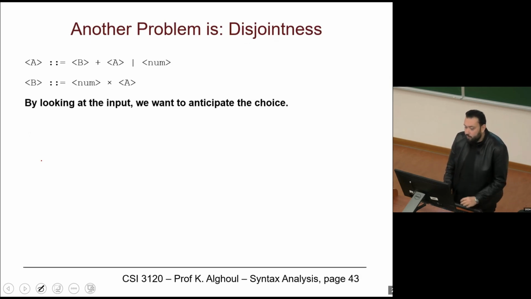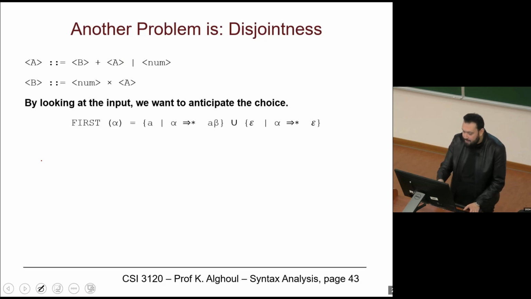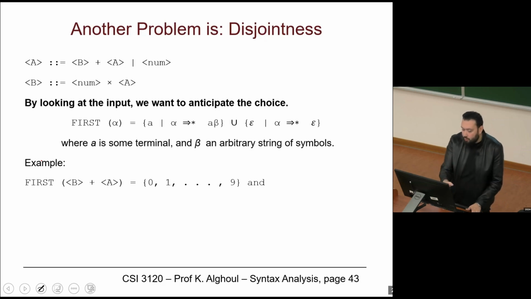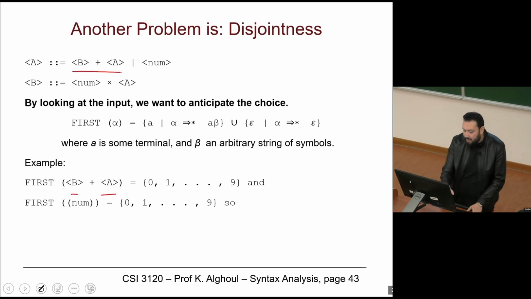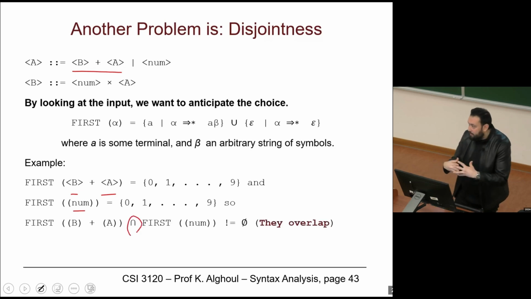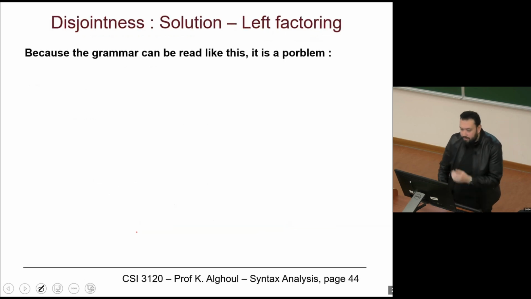By looking at the input, we want to anticipate the choice. We said, okay, this is the formal way to look at it. And then here we're still explaining the problem. So we're going to have either the first root will be B plus A, right? So this is the first root, or you're going to have the second root like this right away to go to the number. And the problem is that what? They overlap, okay? So how can we solve this as a solution?